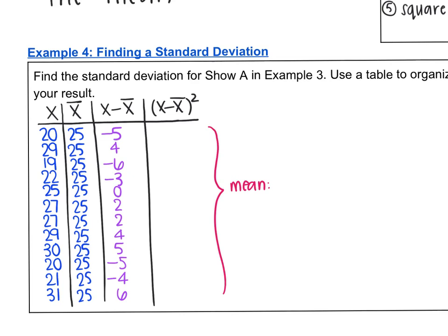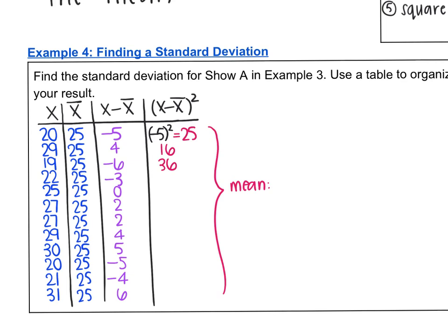So now I'll square each of those. Be careful when you square these. If you're going to use your calculator, you'll have to type in parentheses negative 5, squared. You might know that already. When you square a negative, it becomes positive. So this actually becomes 25. Same thing, 4 squared is 16. Negative 6 squared is positive 36.